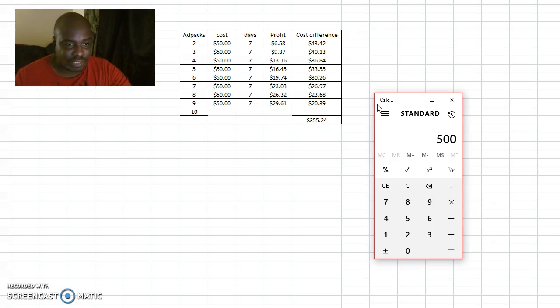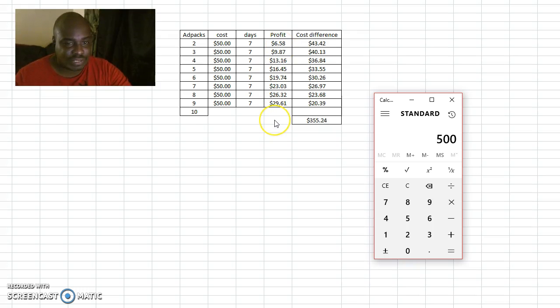If you're on sort of a budget, but you do have at least $50 a week to put into your account, this is a good way to start. You could start by buying two ad packs for $100. So you start with two ad packs, it costs $100, and that's $50 per ad pack. You'll let your account build for 7 days. So you'll keep watching the ads, 10 ads a day for 7 days. And the profit it'll end up making by the end of the week is $6.58.